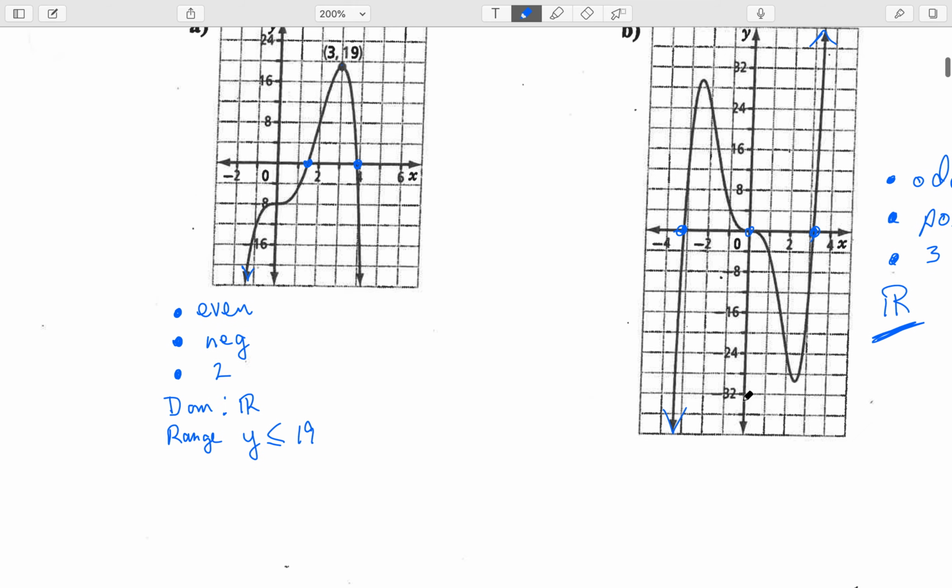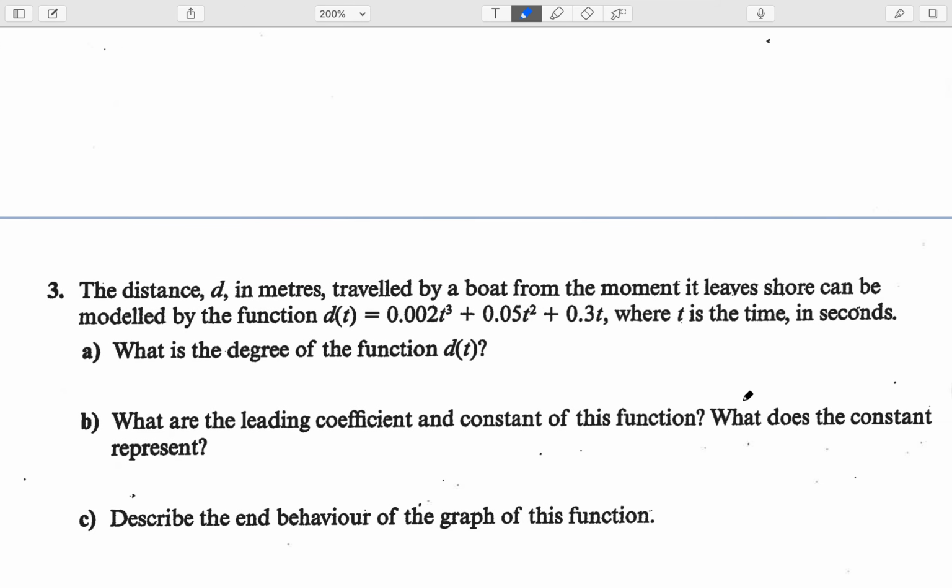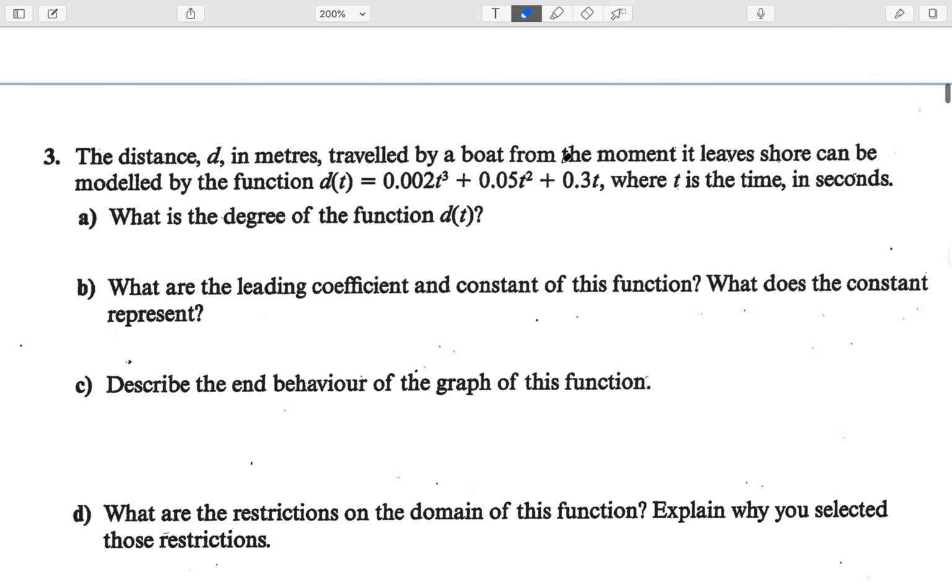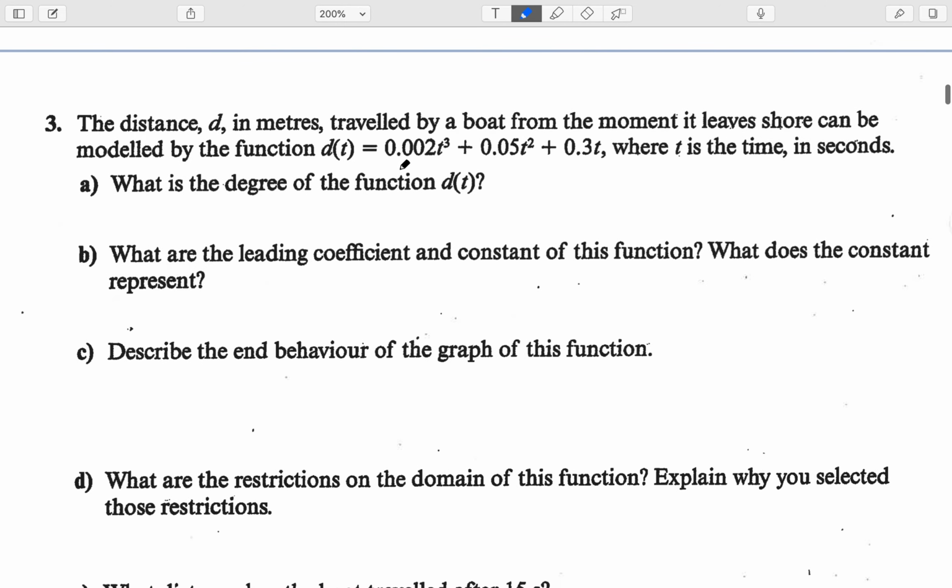Okay. Who's next? It says, the distance d in meters traveled by a boat from the moment it leaves shore can be modeled by this function. Where t is in seconds. I'm assuming that time is probably greater than or equal to 0, right? It doesn't say anything about negative t's. So what is the degree of this function? Degree 3. Done.